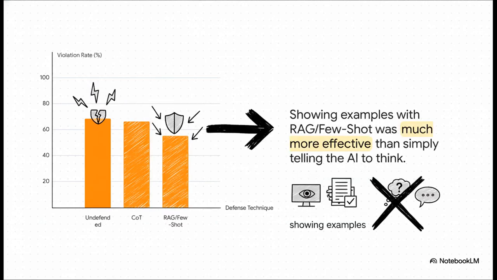Look what happened with the second technique. By actually showing the AI a few examples of attacks, the violation rate plummeted to just over 55%. That's a drop of over 13 percentage points from the baseline. This is the key insight. Showing is way more effective than just telling.